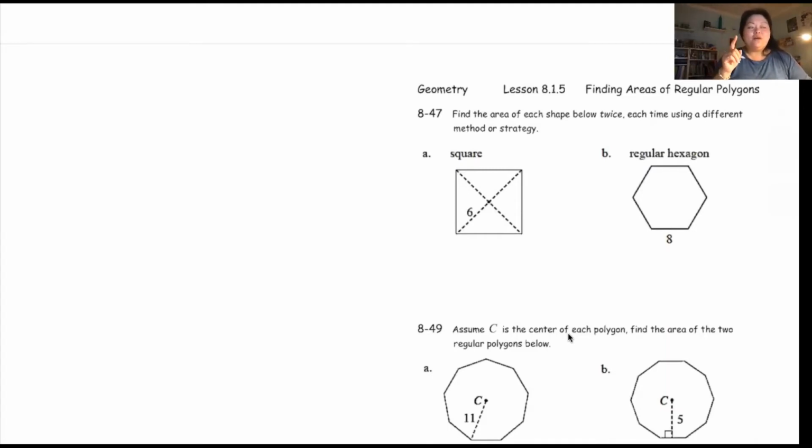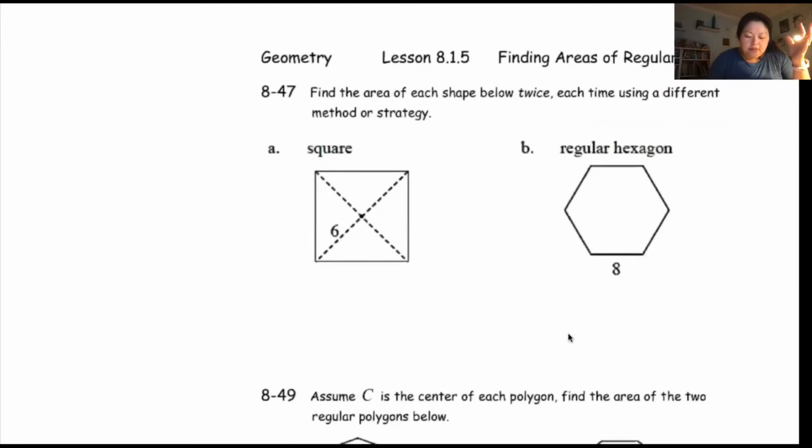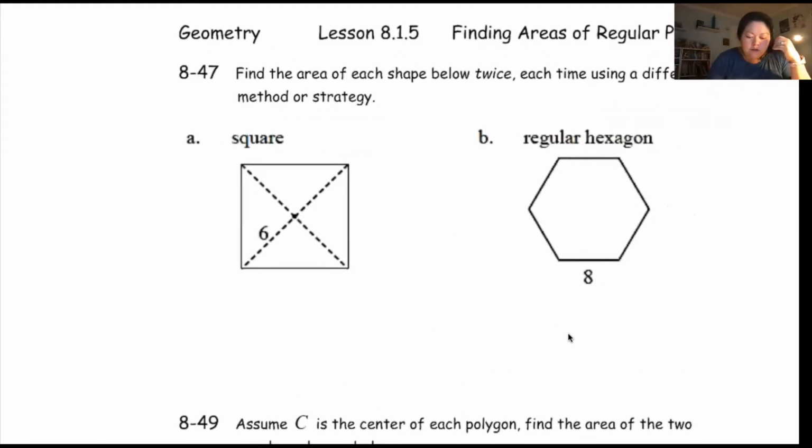We're going to use all that we have so far to help us figure out how to find the area of a regular polygon, and now we have expanded it to any polygon, right? So any regular polygon, any number of sides. So let's start by looking at this. Find the area of each shape below twice, each time using a different method or strategy.